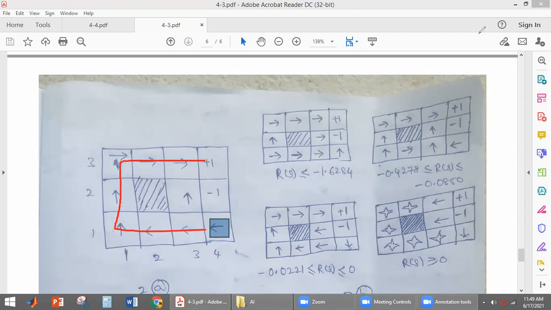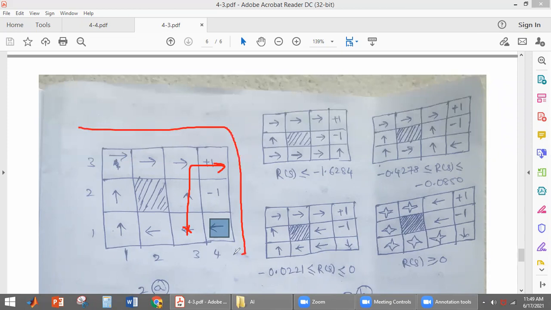There is one more possibility: if the agent is here, it can also go this way to reach +1. This is the optimal policy for the 4x3 world we have discussed.